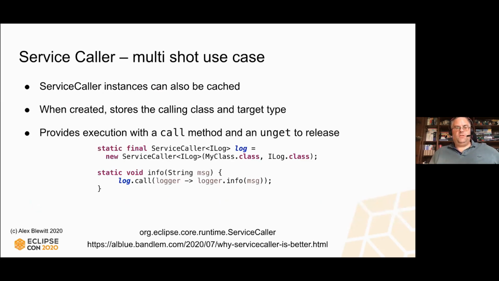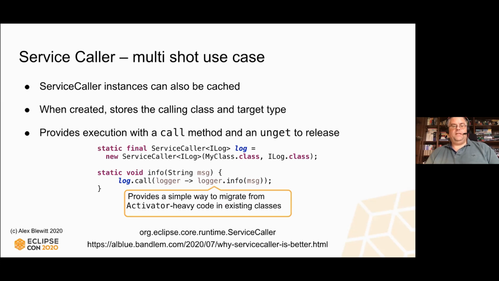You can actually use ServiceCaller for multiple cases. So if you want something where you need to do a lot of logs, you can create an instance of ServiceCaller for log, and then you can pass in your calling class and the log class or the instance type that you want to be able to talk to. And then you can just do info and do log.call. Now, the reason for mentioning this is that it provides a simple way of migrating from activator-heavy code, where all the activator is doing is looking up the logger or the debug options or something, and you can move it to the class where it's actually needed.